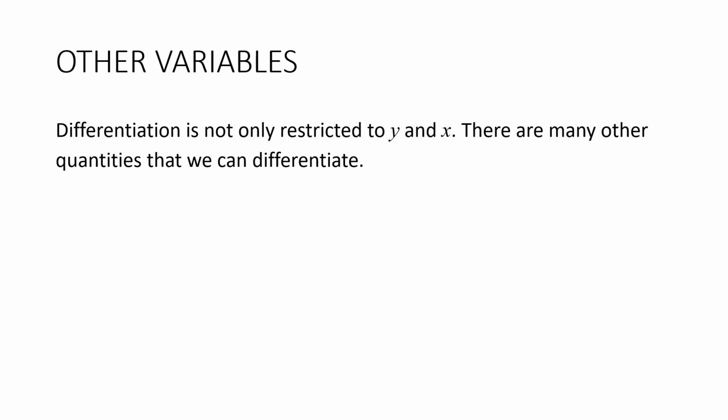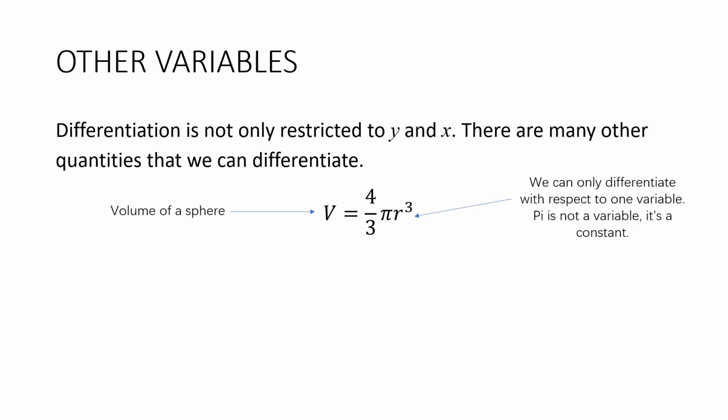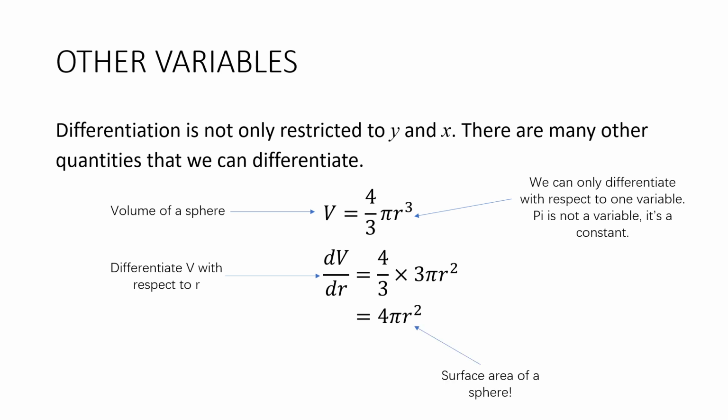And I'm just going to show you a cool example of this. This is the volume of a sphere, 4/3 pi r cubed. And we can differentiate volume with respect to radius. So we can work out dV dr. Now, you might be a bit confused here. We can only differentiate with respect to one variable, and in this case it's r. Pi is not a variable, it's a constant. So if we want to work out dV dr, the 3 comes down and multiplies by the 4/3 pi, and then we end up with r squared. So dV dr is equal to 4/3 times 3 pi r squared. And when we tidy that up, lo and behold, we end up with the surface area of a sphere.